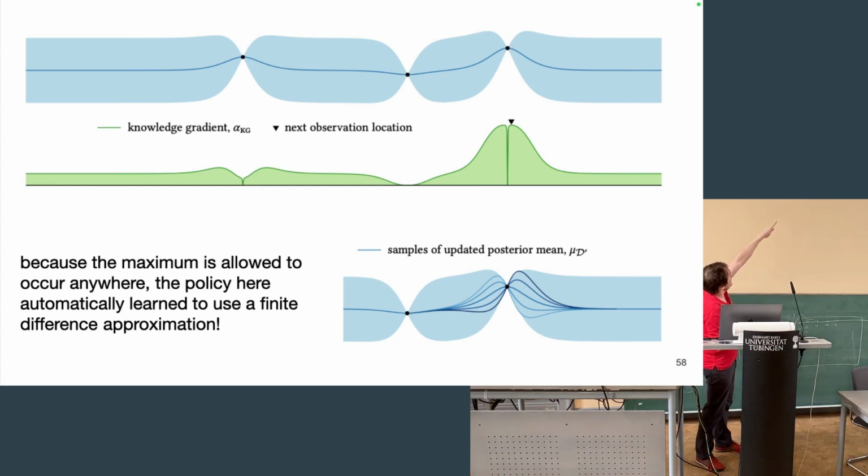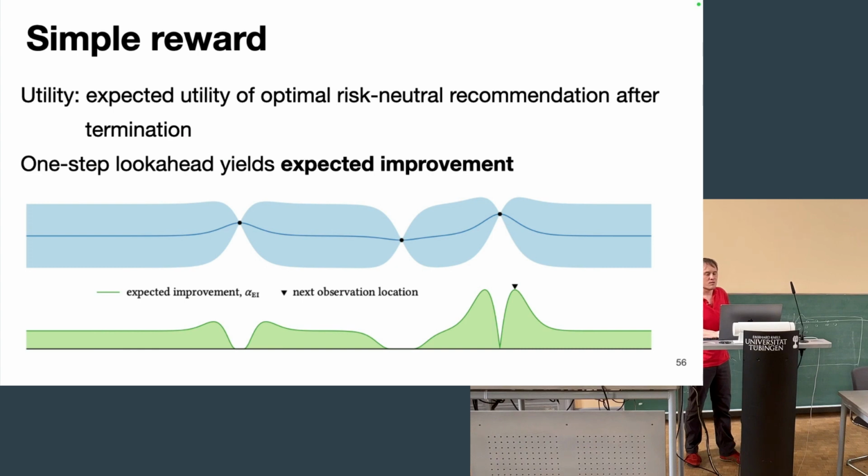That idea is plotted in the lower right here. This is showing samples of what the updated posterior mean of the function would be for various potential observations at the marked point. And you see, depending on the implied slope, we have a new local maximum of the posterior mean on the left or the right. And so what's happening is that the policy has automatically learned to use a finite difference approximation of the derivative at this point in order to infer if the local optimum is located to the left or the right. Whereas expected improvement looks like this.